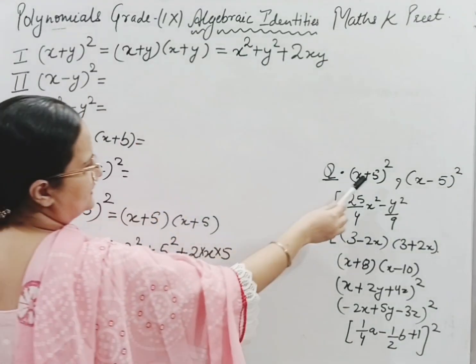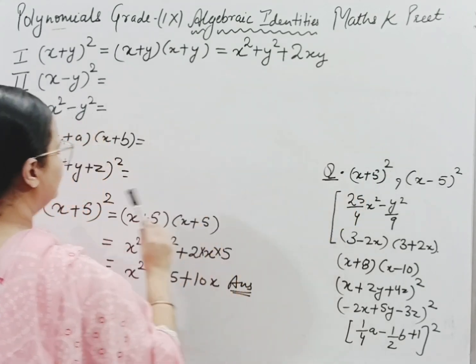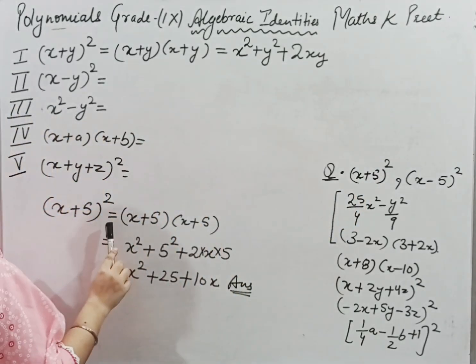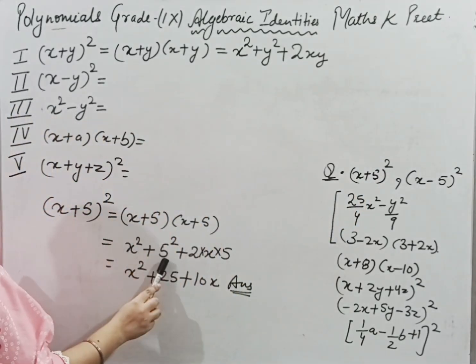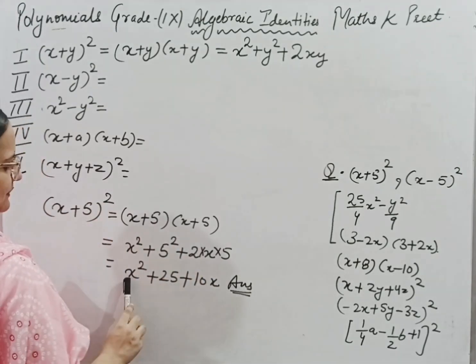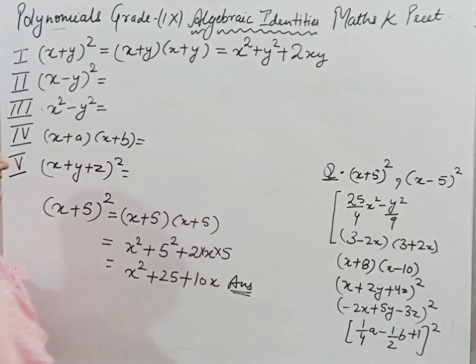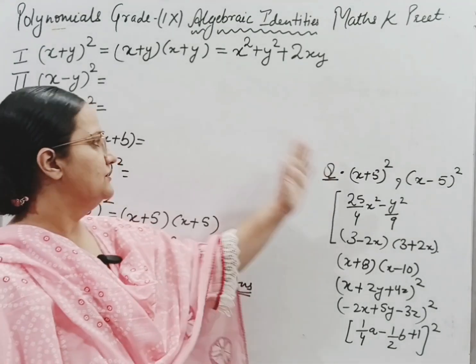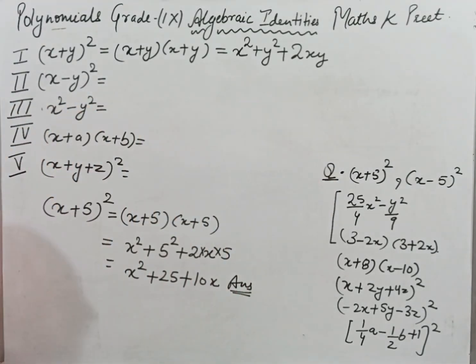If this is my question, (x plus 5) whole square, I have to expand this using this identity. I will write this as x square plus 5 square plus 2 into x into 5. So I am getting x square plus 25 plus 10x for this question. Using this identity number 1, we can directly write this expansion.